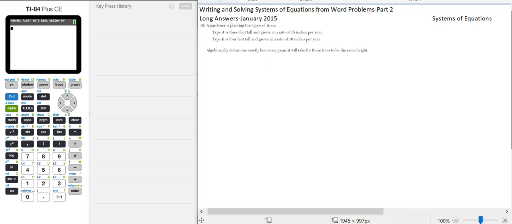A gardener is planting 2 types of trees. Type A is 3 feet tall and grows at a rate of 15 inches per year. Type B is 4 feet tall and grows at a rate of 10 inches per year. Algebraically determine exactly how many years it will take for these trees to be the same height. So we want to know how long it will take for tree type A to be equal to tree type B. We're going to use the information from the question to write an equation for the height of type A and the height of type B.